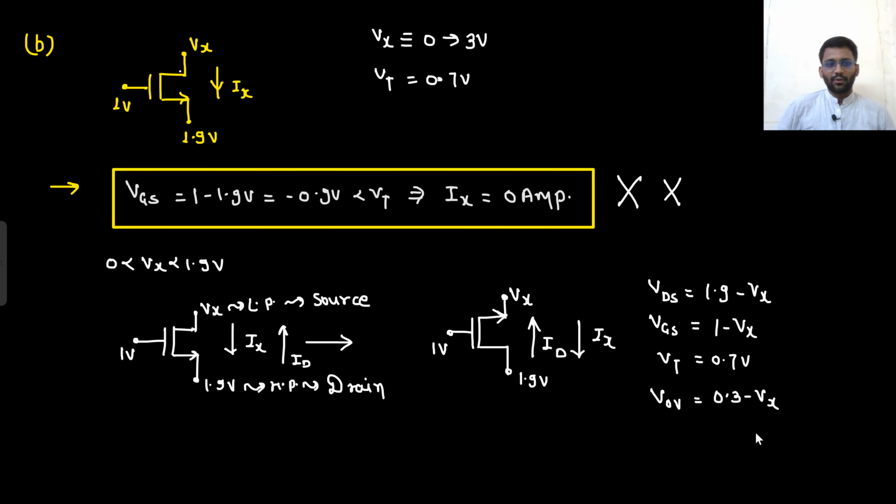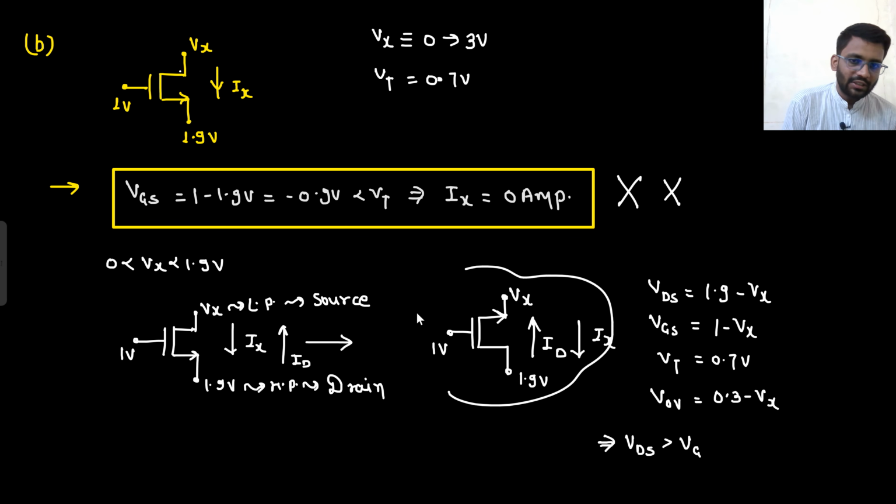Till this point, is everything clear or not? First thing we saw is that Vx value is increasing from 0 to 3 volt. Then we got to know that till 1.9 volt, it will be interchanged because the upper potential is low. That means that will act as source and 1.9 will act as drain. So current will flow from drain to source, higher potential to lower potential. So VDS value is 1.9 minus Vx. VGS value is 1 minus Vx. VT is already given and V overdrive is also there. What did you see here? That your VDS is greater than VGS minus VT.